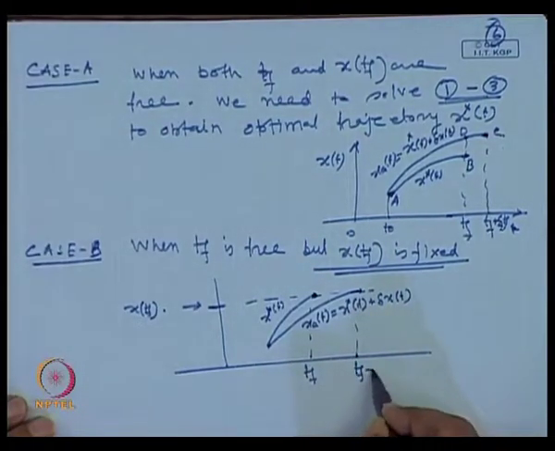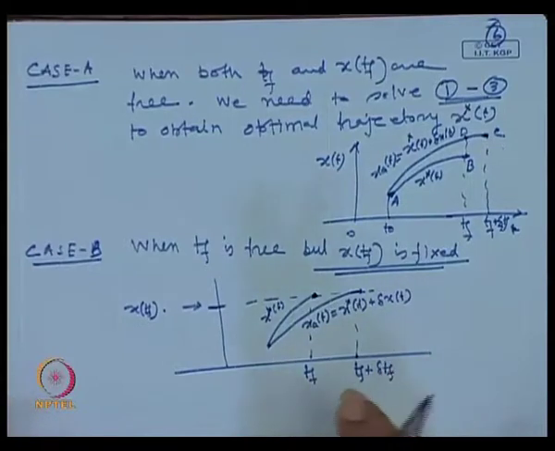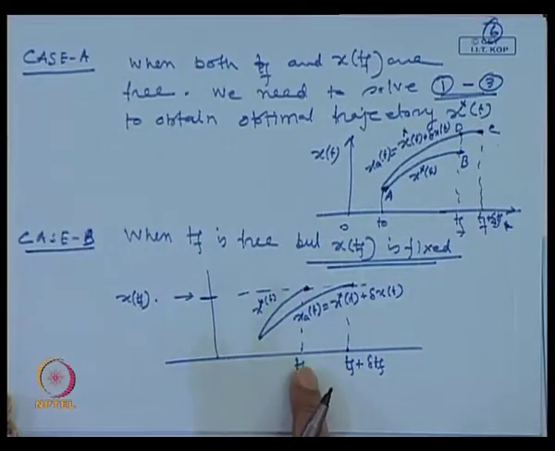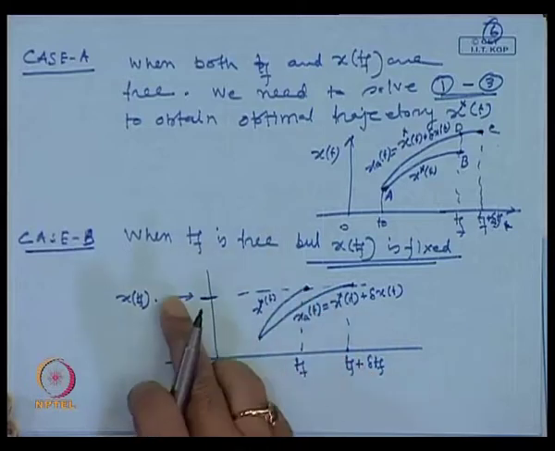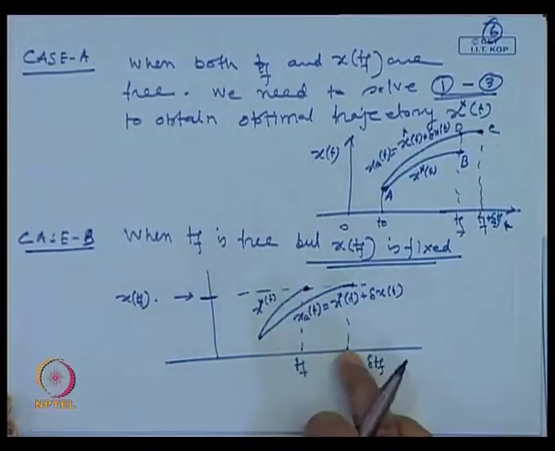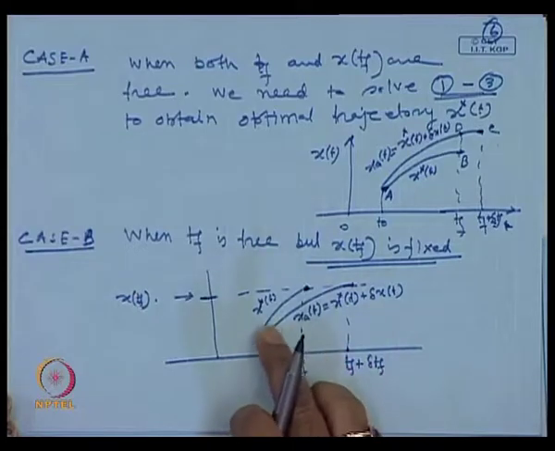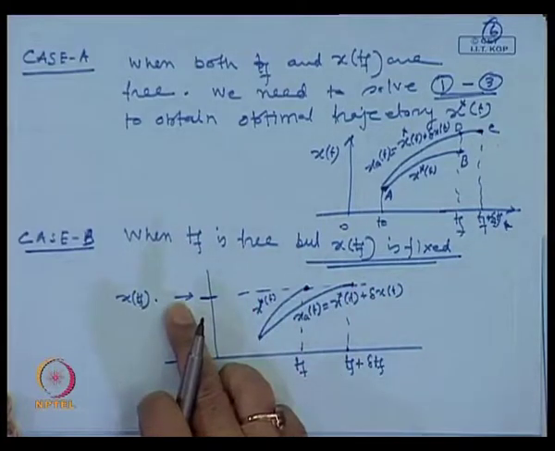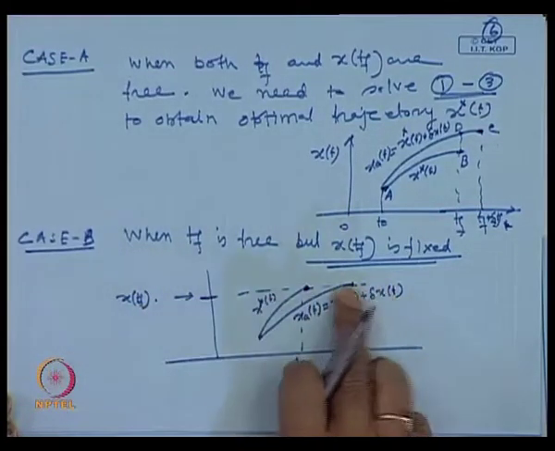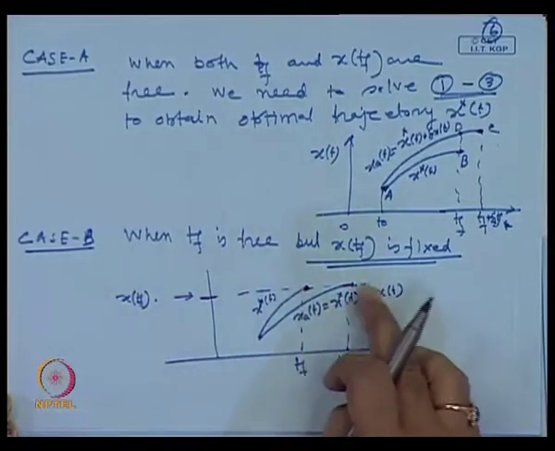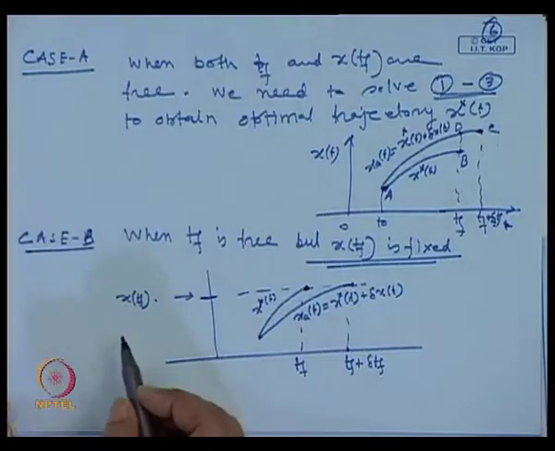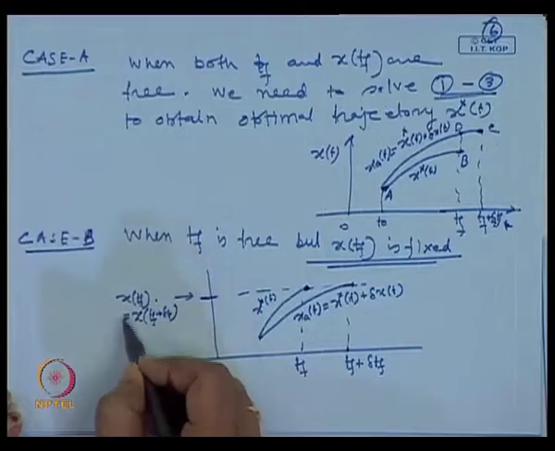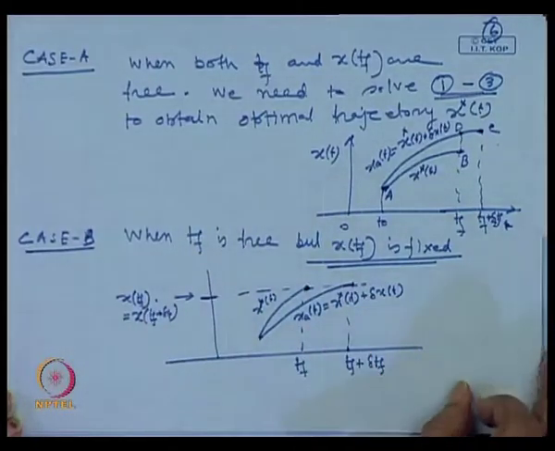And that is T f plus delta T f. Just consider the situation this way: at time t equal to T f, this trajectory must reach x of T f. At time t equal to T f plus delta T f, the very neighborhood of this trajectory should also reach the same fixed value. That means x of T f and x of T f plus delta T f must be the same, so the difference must be equal to 0.